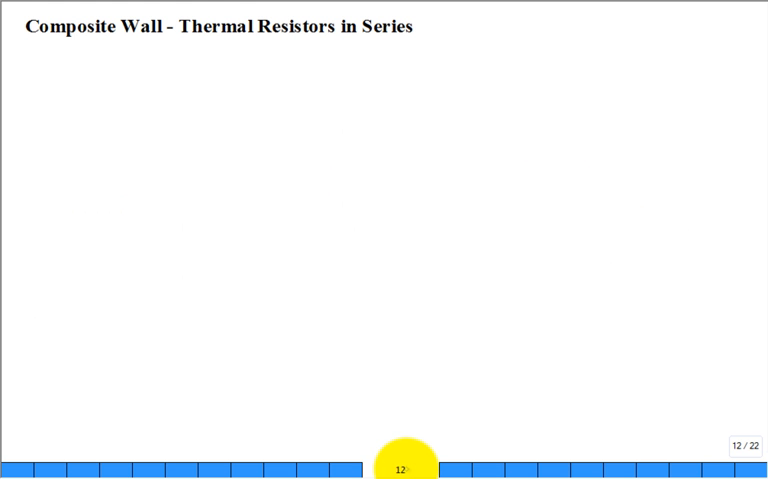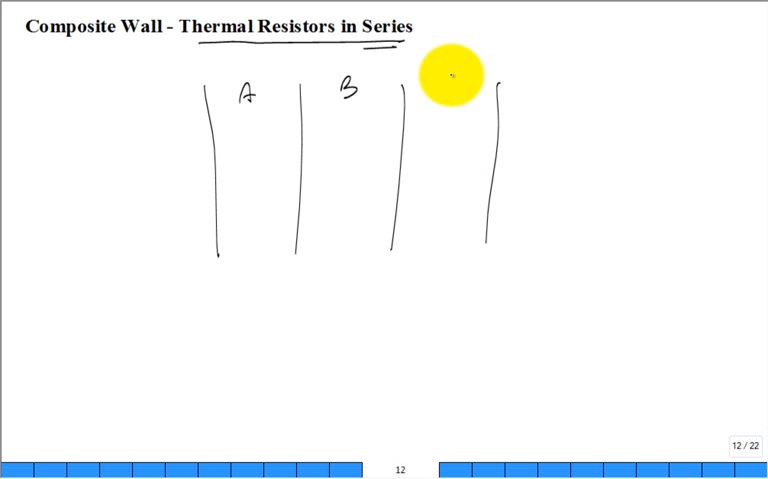So we can put thermal resistors in series. Think about a wall made up of this material A, followed by this material B, followed by this material C. We can think of temperatures at unique locations, often at the interfaces: T1 at this location, T2 at this location, T3 at this location, T4 at that location, but you're not restricted. If somebody says, I want the temperature in the middle of C, fine. Put a node there and call it T5. You could put it anywhere, but it's common to put it at interfaces.